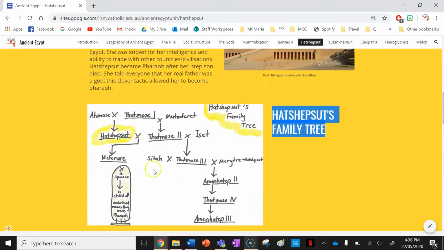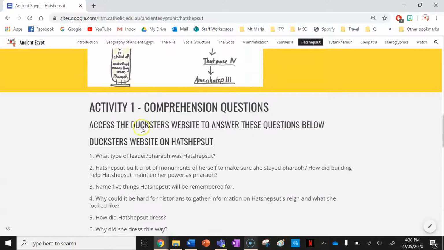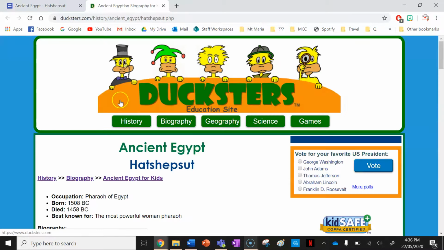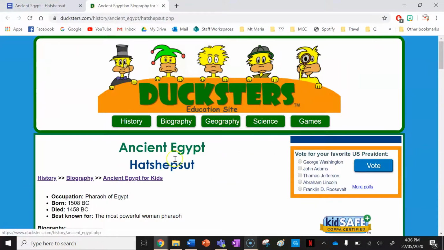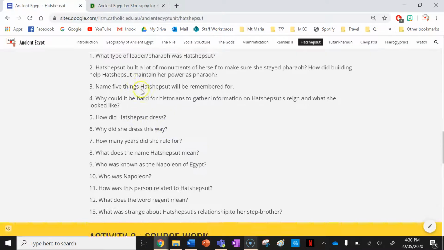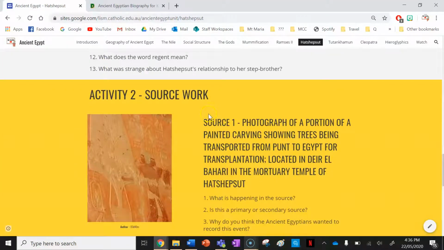Your first activity, guys, is to answer these 13 comprehension questions, and you can get a bit of help with those, not only with the information you've been provided with, but this really handy website from Duxters. They do a really good job of summarizing history, in particular ancient history, for kids in year 7 and 8 in junior high school as well. They'll be able to help you out to answer some of these questions.